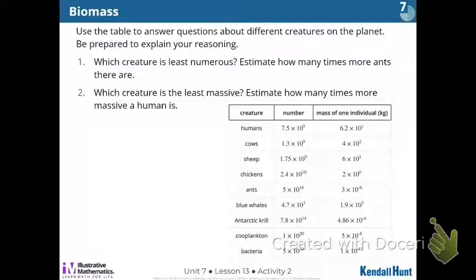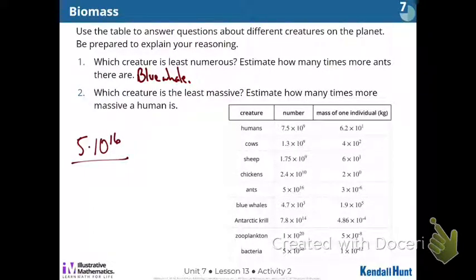So the question is, which creature is least numerous? That is the blue whale. Okay? And estimate how many times more ants there are. So what operation am I looking to use here? Division. How many times would the number of blue whales fit into the number of ants? So I'm going to find out how many ants we've got. 5 times 10. Woo! That's a lot of ants. That's a 5 with 16 zeros.